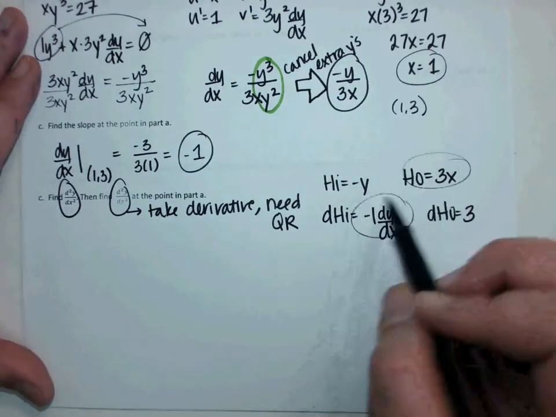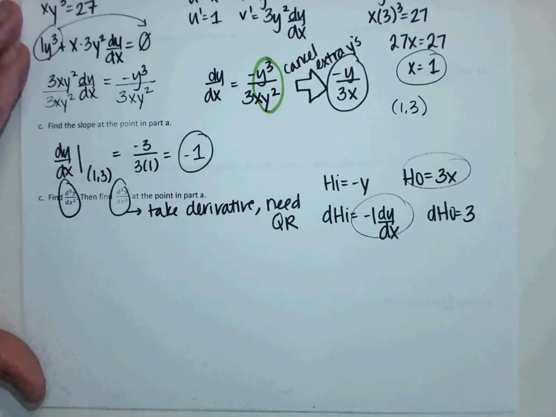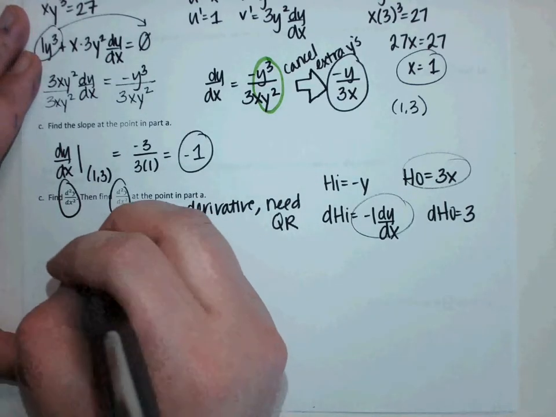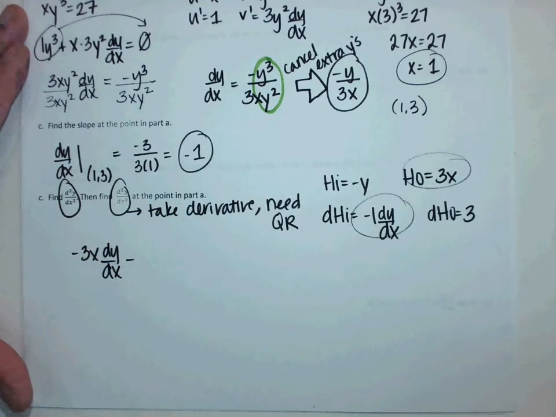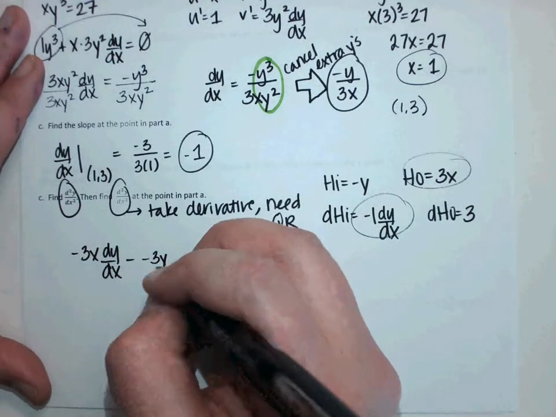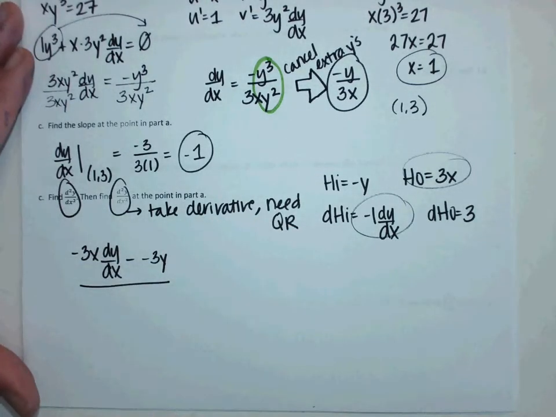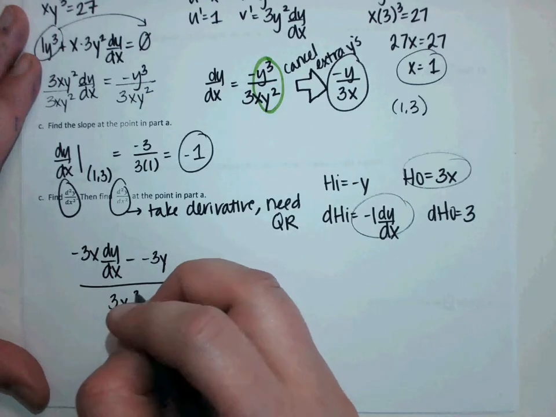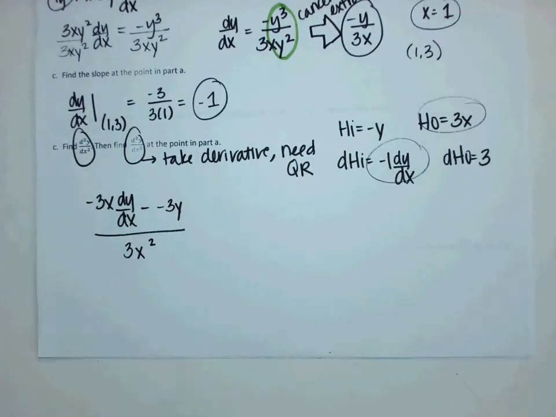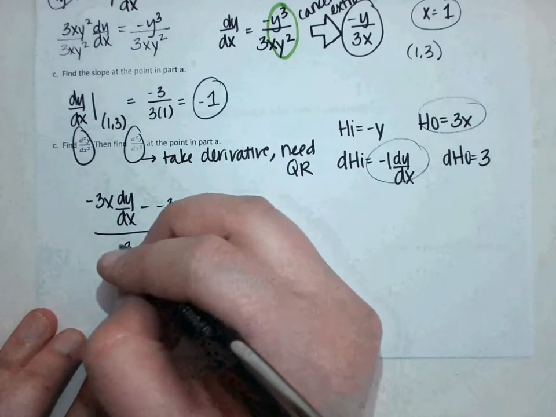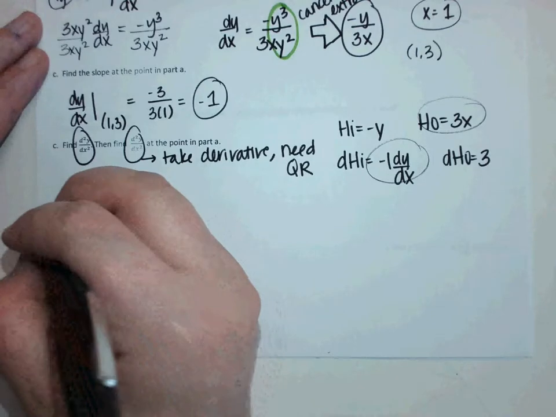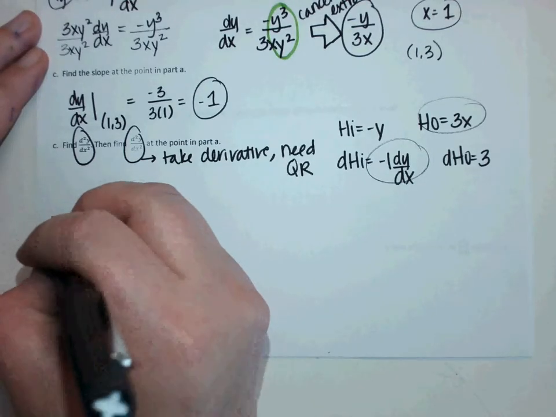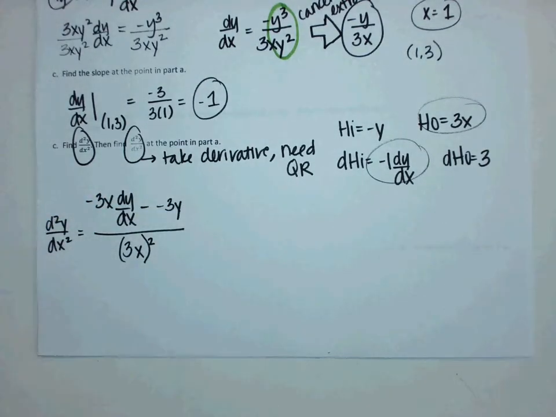So these two first, minus high d ho. So it'll be negative 3x dy/dx minus high d ho, which is negative y times 3, so that's a negative 3y. All divided by ho squared, which is (3x) squared. Okay, what did I do wrong? Parentheses. Remember, not just the x is getting squared, the whole 3x. Okay, and then also I need to label this d squared y/dx squared.